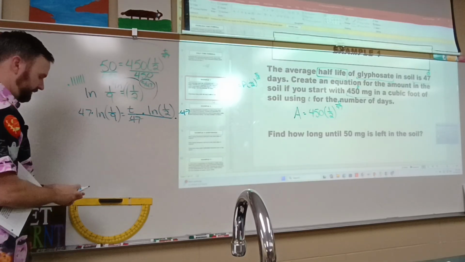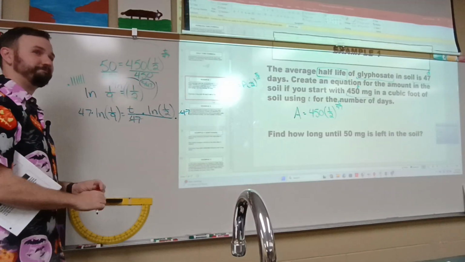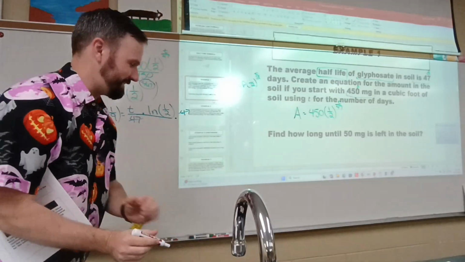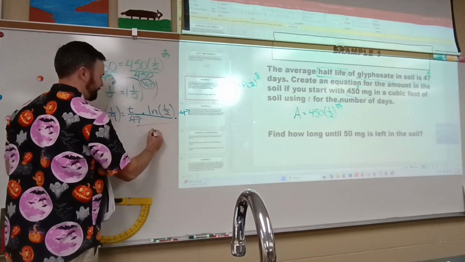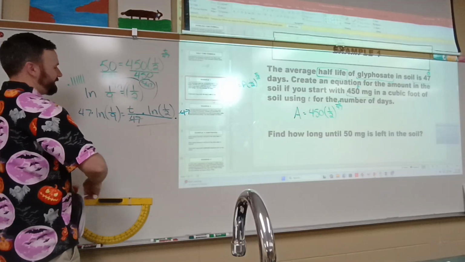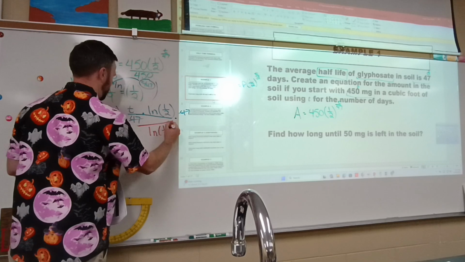Should use a different color. Why is this marker broken? Very interesting. I would divide both sides. Oh, it's really broken. I would divide both sides by natural log of 1/2, right?